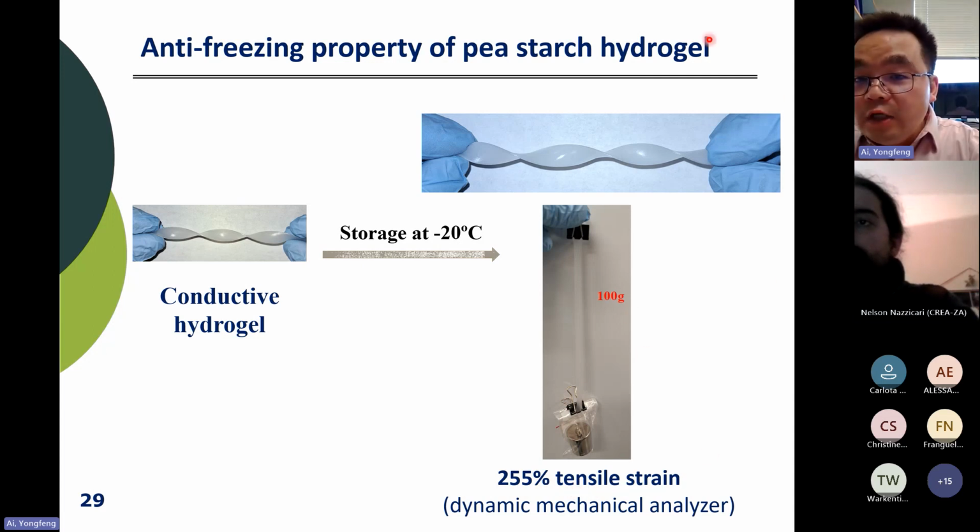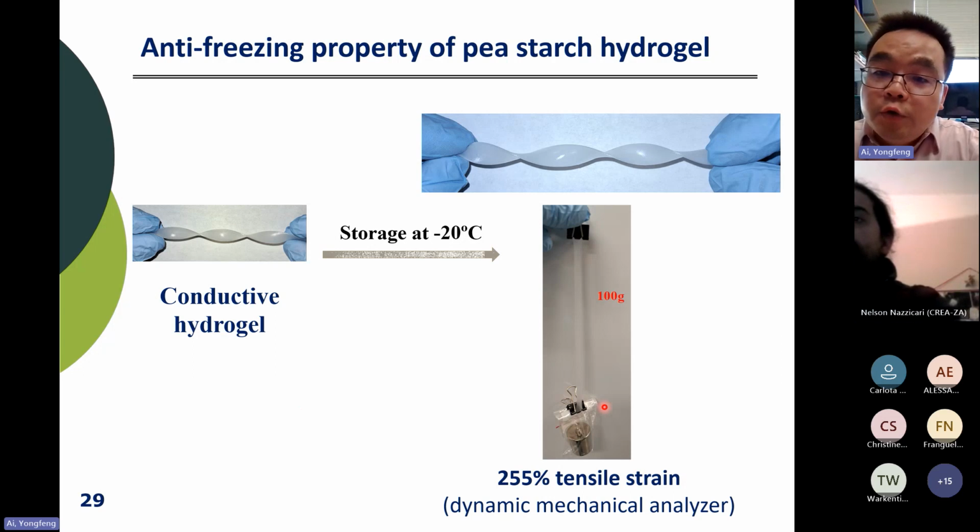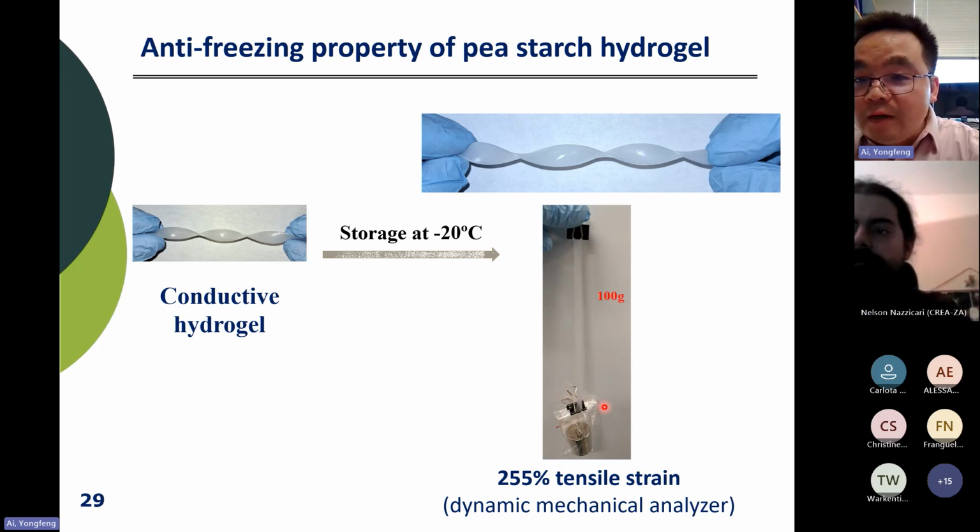So because of this very interesting property, we are thinking to use this type of gel to develop some strain sensor, particularly for very low temperatures, like in the winter in Canada. If we can develop some useful sensor for this, it will be very meaningful.